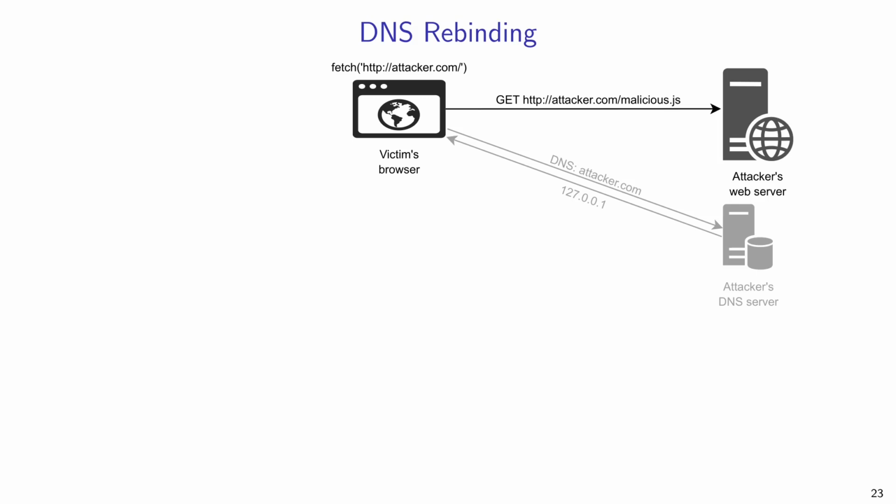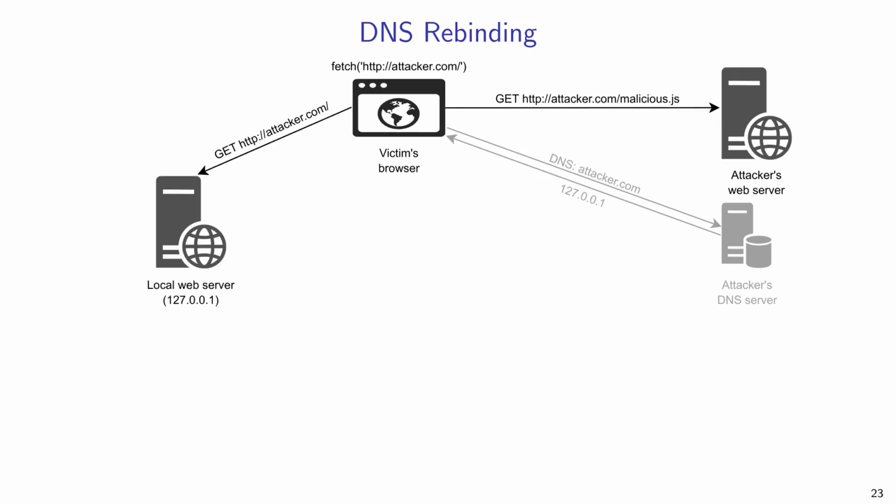The trick is that for this second DNS lookup, the attacker's DNS server returns, let's say, the IP address 127.0.0.1, which points to the loopback interface. The result is that this and future HTTP requests to attacker.com will be sent not to the attacker server, but to a web server running on the victim's own machine. And because the request still appears to be same origin to attacker.com, the malicious JavaScript can read the response and send it back to the attacker.